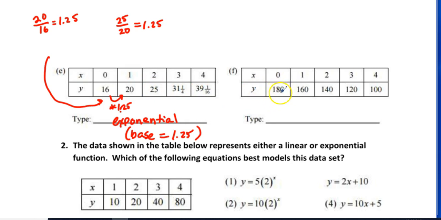The one in example F, hopefully you can see it's decreasing by 20 each time. So that's going to be a linear pattern. We have a negative slope of 20.